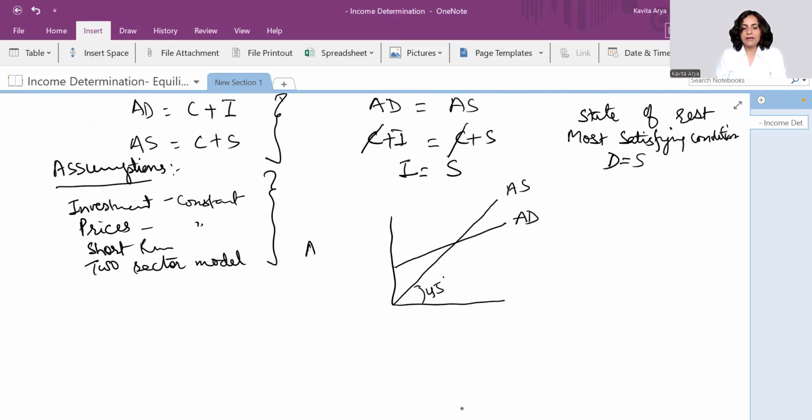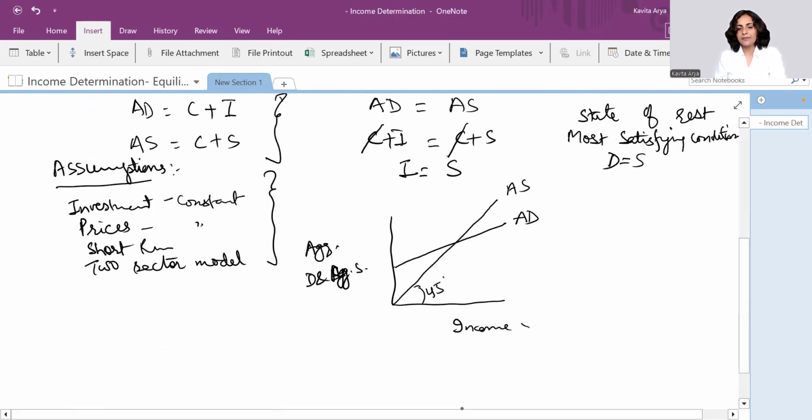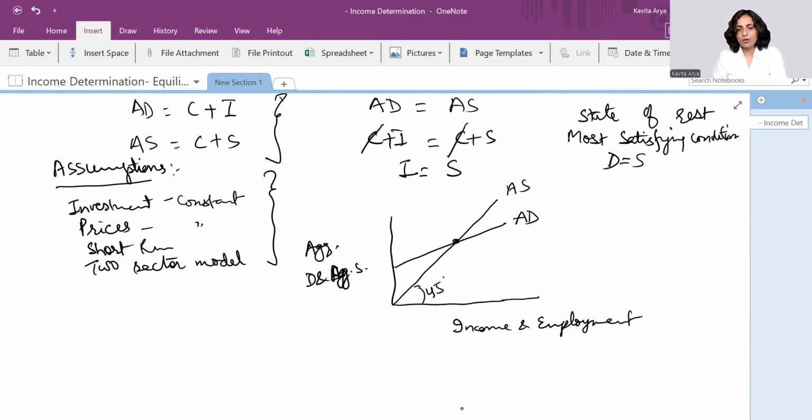You would write here aggregate demand and supply. Better you use full terms, aggregate demand and aggregate supply. Here it is income and employment. So where is AD equal to AS? At this point, the economy is in equilibrium, and this level of Y is the equilibrium level of income.